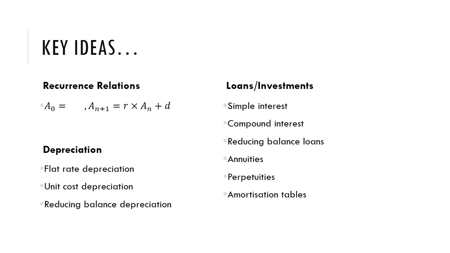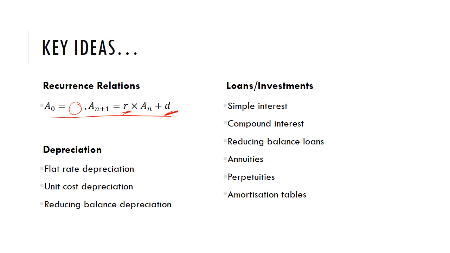relations, where we're given our rule in the format shown here. And obviously A0 is always going to be our initial term or our initial amount. Then depending on the type of recurrence relation, we could either have it multiplied by something, or a constant being added or subtracted, or a combination of both.